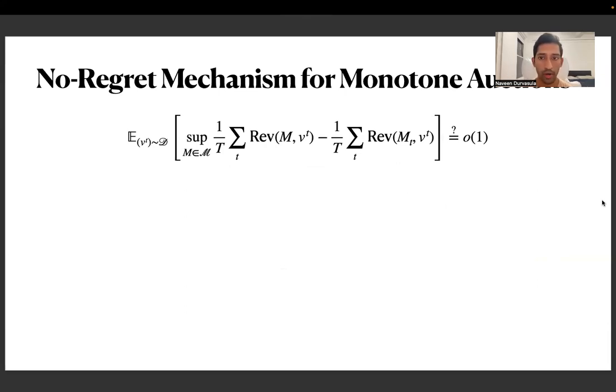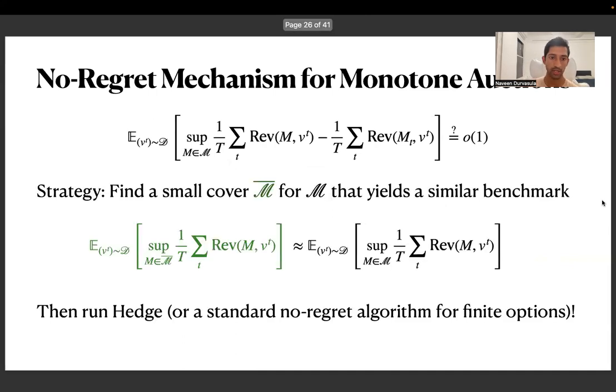So what's our actual no-regret mechanism for monotone auctions? Well, our general strategy is to find a small cover for the benchmark class, such that the best auction in the small cover has similar performance to the best auction in the benchmark class. Once we find this cover, we can run Hedge or any other standard no-regret algorithm for finite options to get a no-regret mechanism.